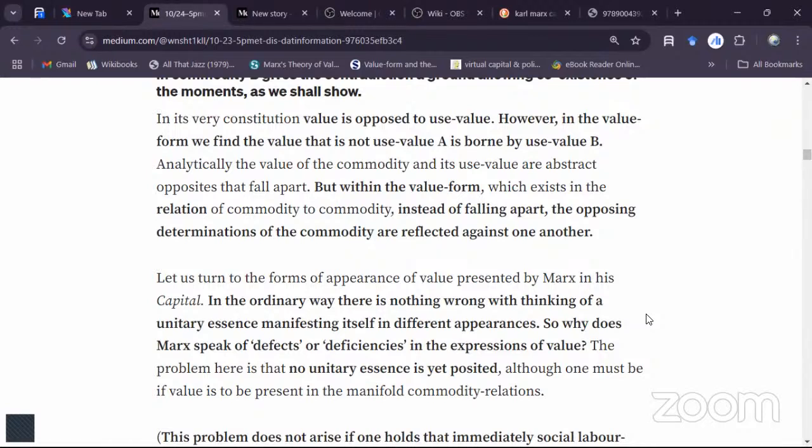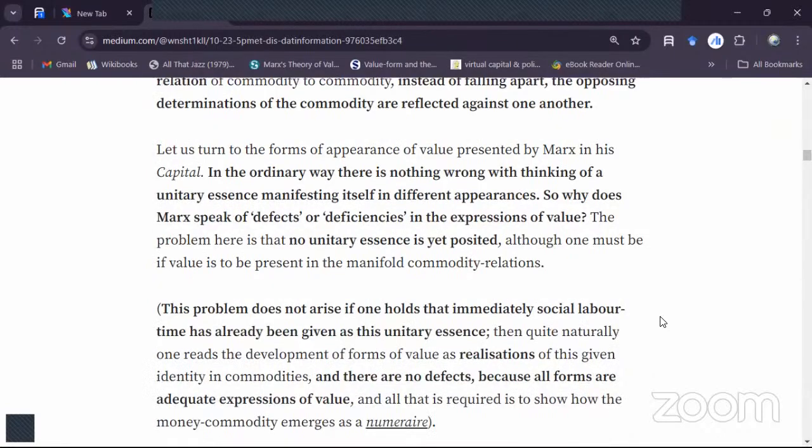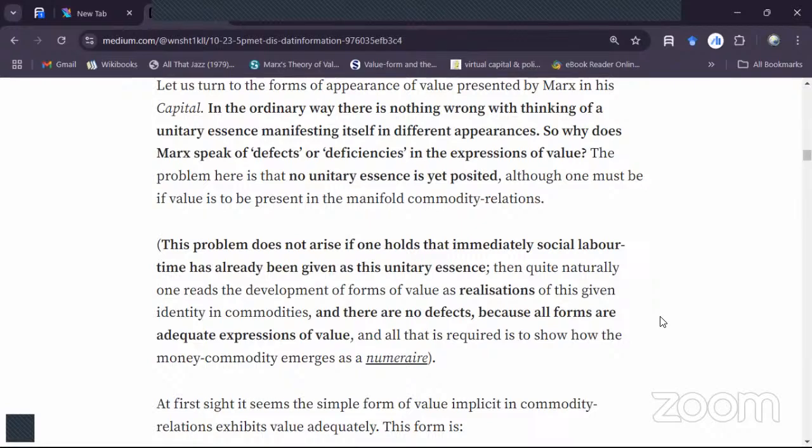So why does Marx speak of defects or deficiencies in the expression of value? The problem here is that no unitary essence is yet posited, although one must be if values can be present in the manifold commodity relation. So if something connects it all, then you sort of have to buy this. This problem does not arise if one holds that immediately social labor time has given us this unitary essence, right? So we're moving to the next level of abstraction. It's not labor, it's about labor power.